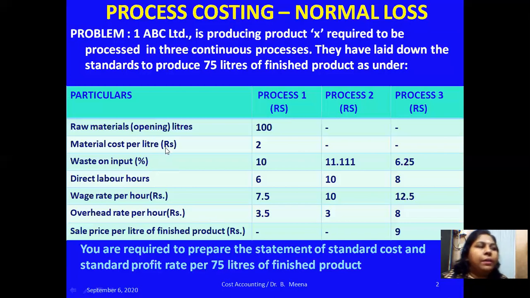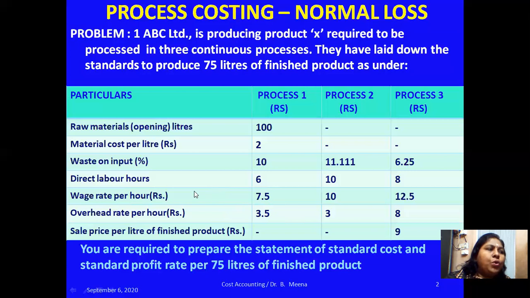Okay, so I repeat: raw materials I will post in the liters column as 100, rate column as 2, amount column as 200 rupees. The first item is over. Next is direct labor. How to calculate the direct labor cost? How many hours? 6 hours. And each hour the company is going to charge 7.5. So 6 hours into 7.5, you will come to know the direct labor cost.